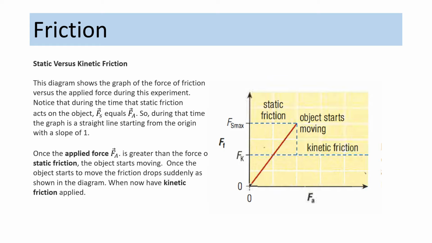Since the applied force is greater than the force of static friction, the object starts moving. Once the object starts to move, the friction drops suddenly as shown in the diagram. We now have kinetic friction applied.